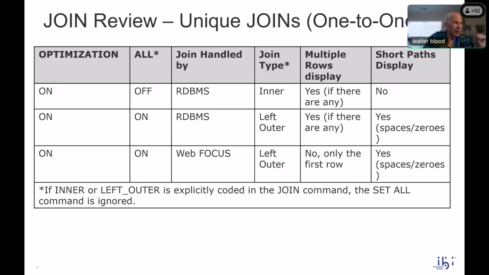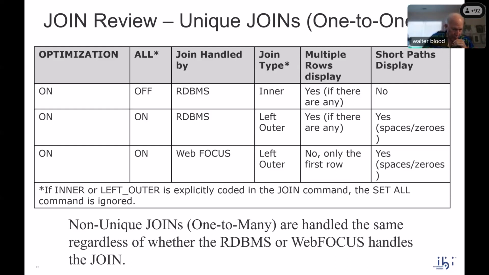Assuming optimization is on, if I have all turned off, I'm going to end up with an inner join. I'm not going to see my short paths. If I have optimization on, I'm going to end up with a left outer, and this is assuming my left outer is not specified in Web Focus, and I'm not working with an RDBMS. If I have a left outer, I'm only going to see the first row. Right. All right.